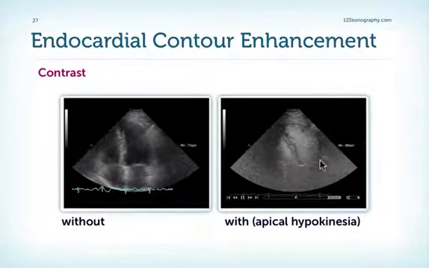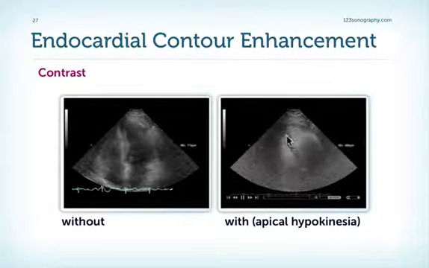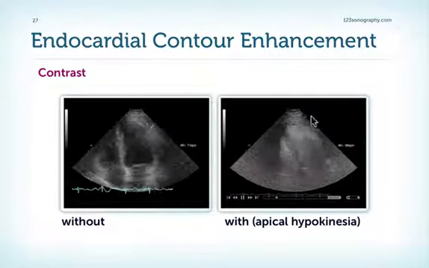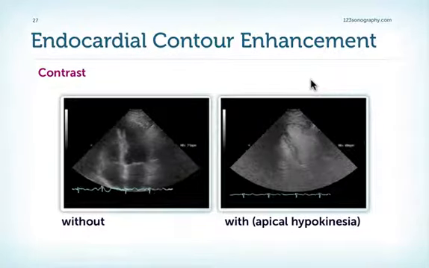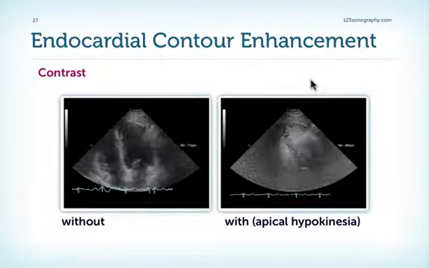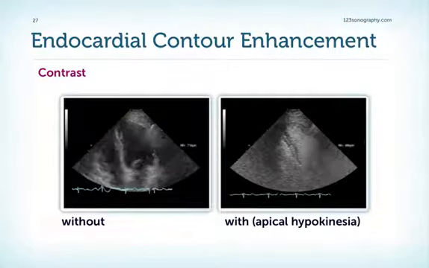We injected this agent and it opacifies the left ventricle, and we can now delineate the endocardium very nicely. In this patient, we see that there is hypokinesia in the apical wall. So left ventricular contrast agents are very helpful in patients who are difficult to image and truly enhance our ability to detect regional wall motion abnormalities. You will hear more about contrast agents in our chapter on other techniques.